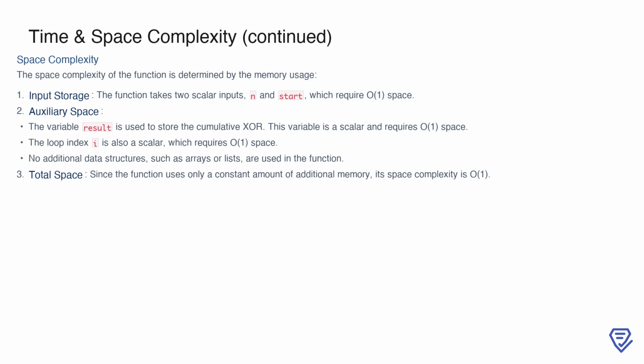Now, let's analyze the space complexity of the function. The function receives two scalar inputs, n and start, which together require O(1) space. Additionally, the algorithm uses a scalar variable result to store the cumulative XOR as well as a loop index i, both of which also require O(1) space each. Importantly, the function does not construct any additional data structures like arrays or lists to store intermediate results. This means no extra memory is allocated beyond the constants needed for these scalar variables. As a result, the total space complexity of the function is O(1), highlighting its efficiency in terms of memory usage.